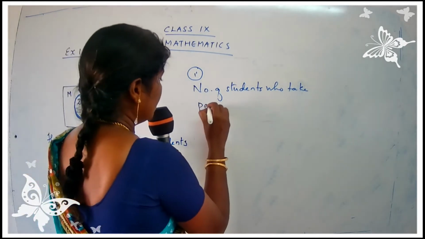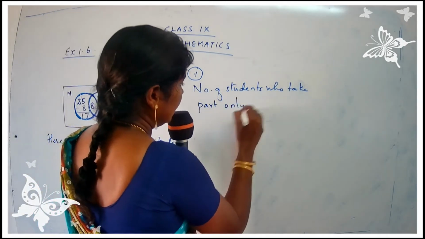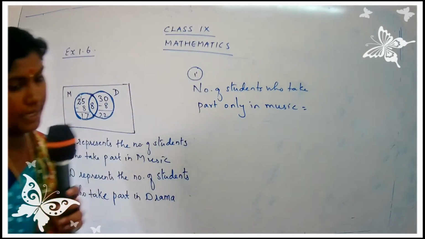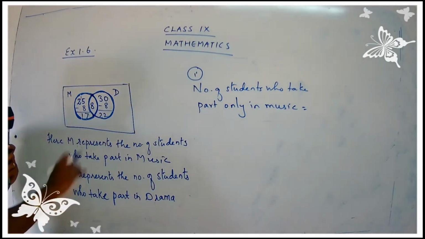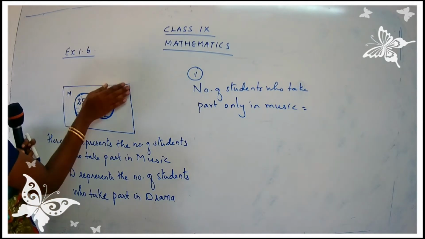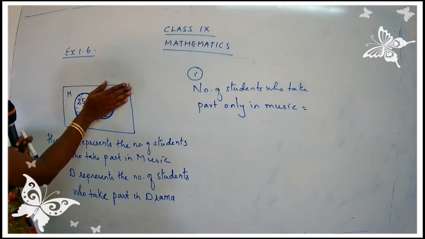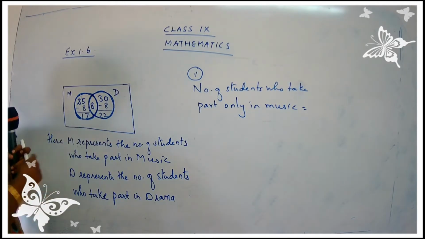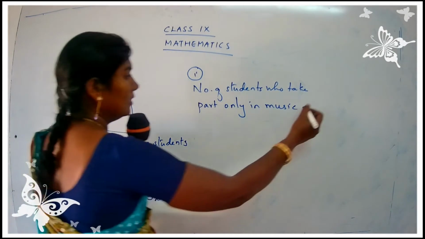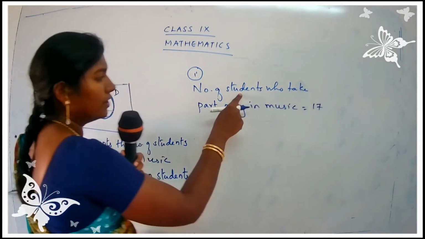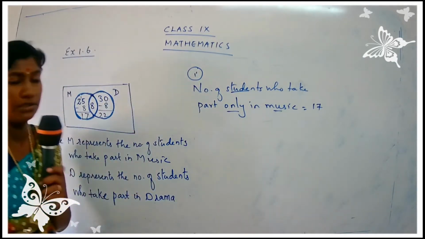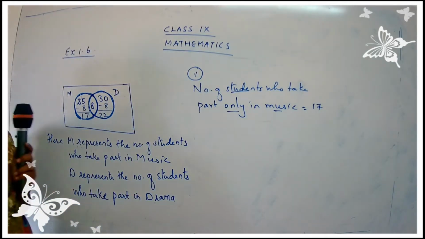Number of students who take part only in music is equal to the number of students who take part only in music. So I'm just worried about the music part. I don't want the remaining part. I'm just going to focus on the music part. So what is the number of children taking part in music? It's 17. So put here the answer is 17, because we are going to focus on the number of students who take part only in music. So it's 17. Let's go for the second subpart.